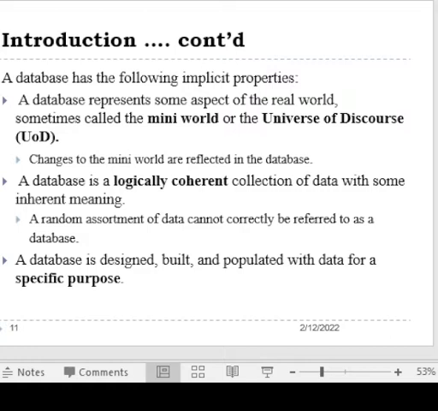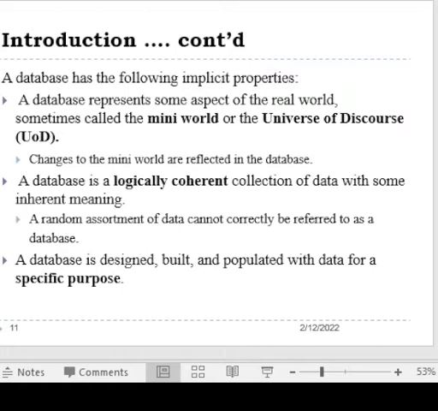The second implicit property is a logically coherent collection of data with some inherent meaning. We cannot say any recorded data is a database, but we can say any logically coherent data stored is a database. That means if the data we store is randomly sorted data, that is not a database. It must have some sequence or some inherent relationship between each data. Each data is needed in the case of a database.